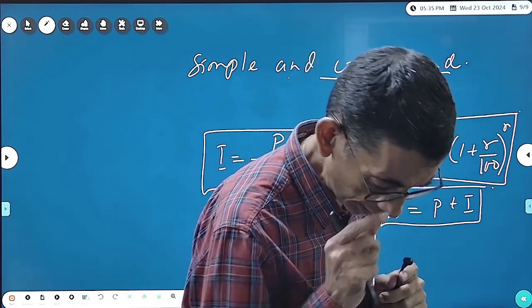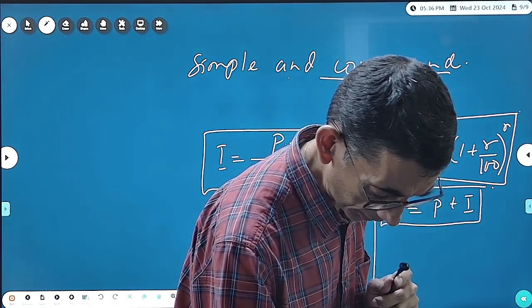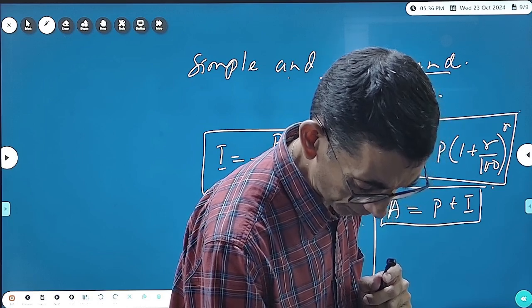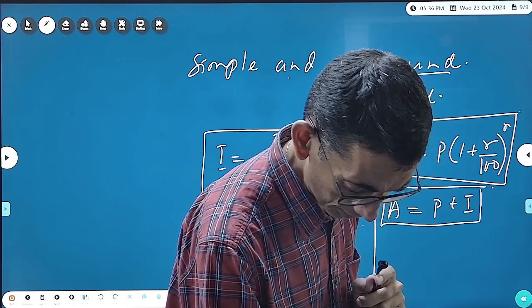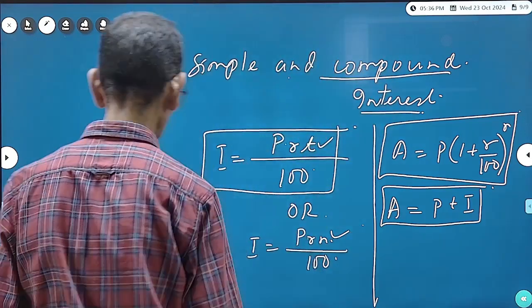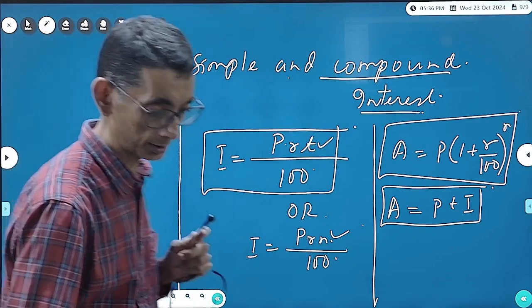Okay, illustration 18. Sumit borrowed 7,500 at 14.5% simple interest for 2.5 years. Find the amount he has to pay after this period. Okay, so that is the question.